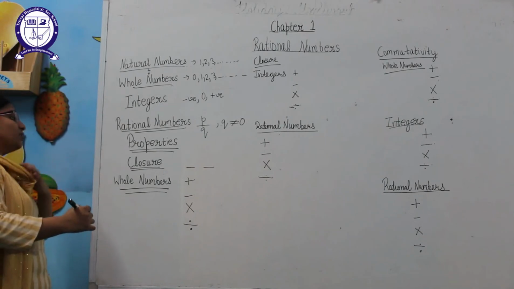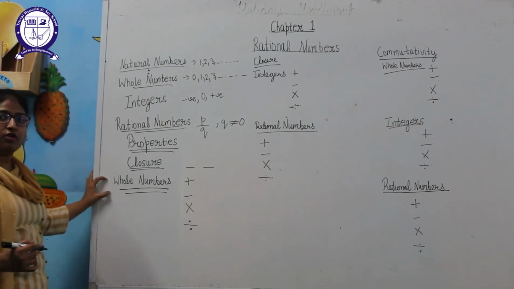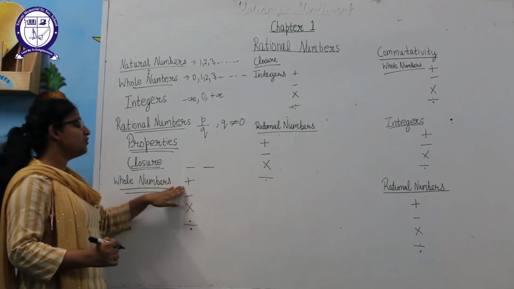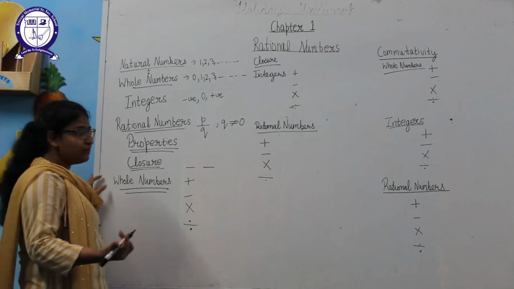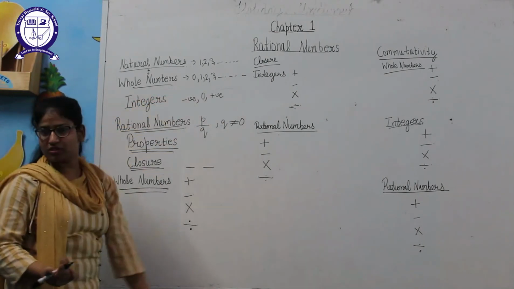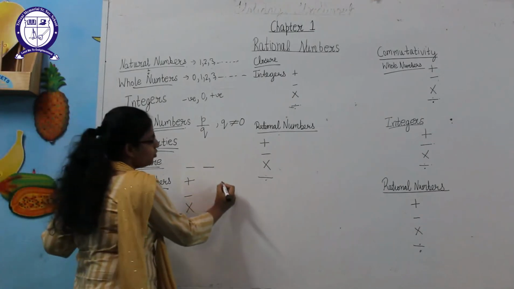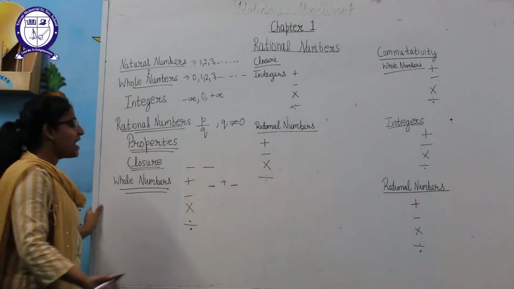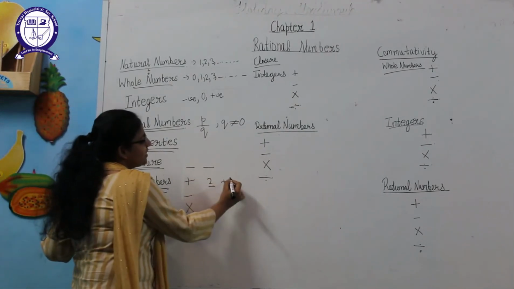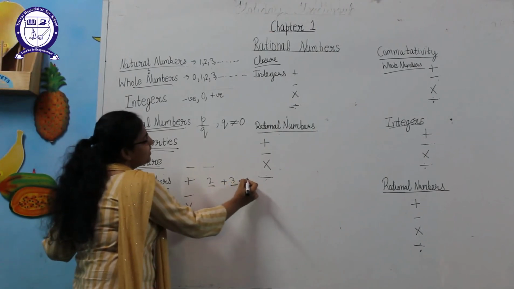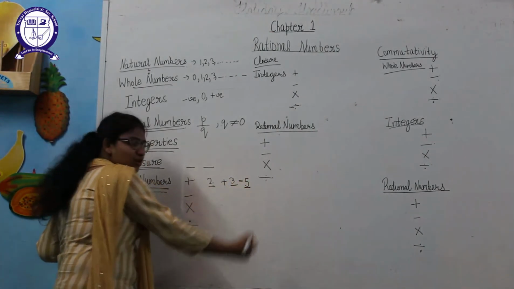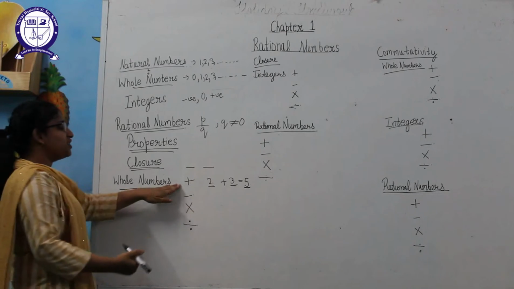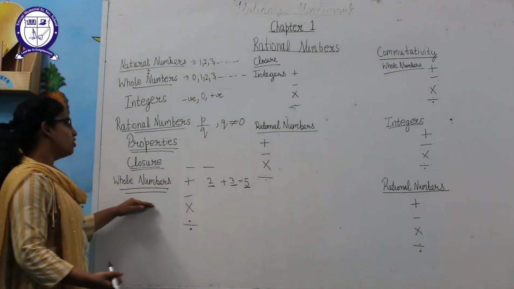So first of all, we will prove the closure property in the case of whole numbers. So first we are taking addition. Under addition we will check. So take any whole number. Whole numbers are 0 and all the positive numbers. Means we have to add any two whole numbers. Suppose we are taking 2 and we are taking 3. So what we will get? We will get 5. So we can say that 5 is a whole number. So we can say that addition is closed under whole numbers.